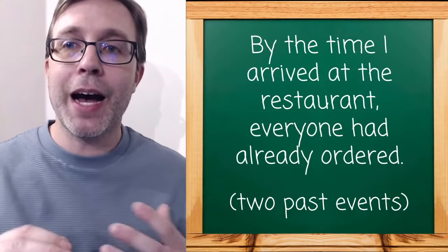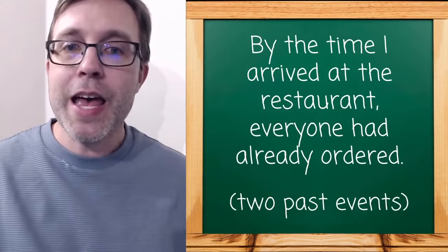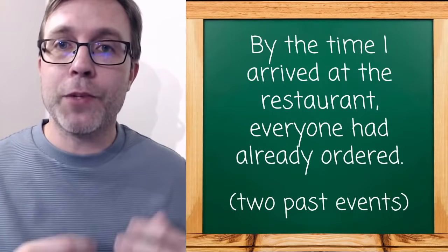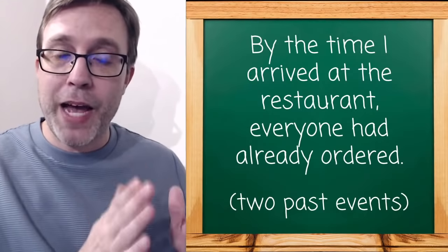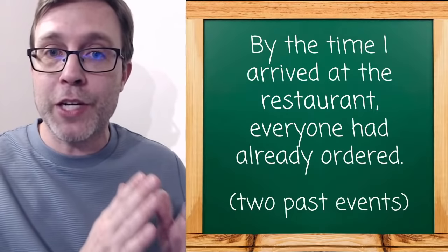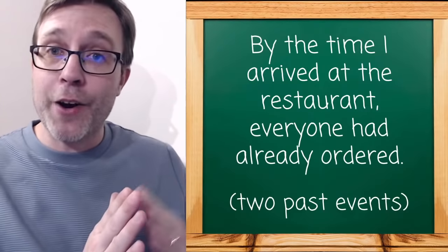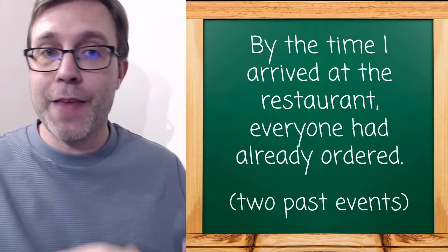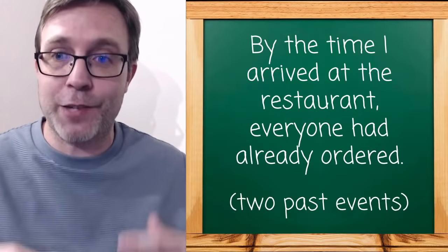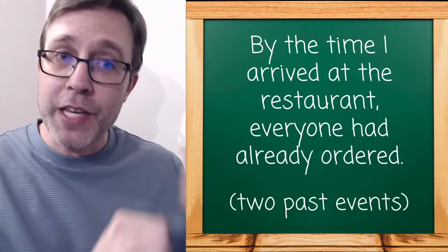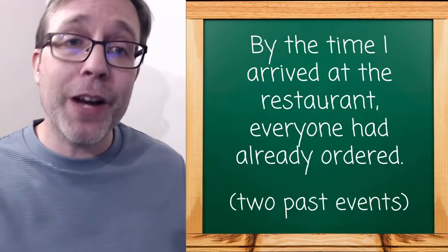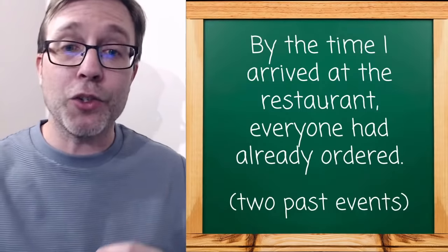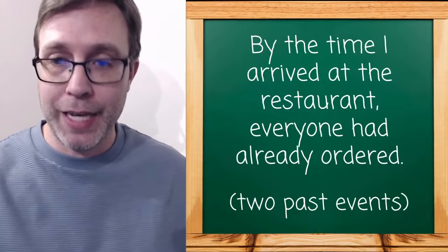Yes, by the time I arrived at the restaurant, everyone had already eaten. And again, I'm talking about 2 events that are in the past. And those are the 2 events that are related to each other. Because everyone had already ordered, that happened first. And then later on, you arrive at the restaurant. And then later after that, that's where you are now. So it's almost like you're talking about these 2 events that happened in the past. By the time I arrived at the restaurant, everyone had already eaten. So this is a good example as to when you would use the past perfect tense.